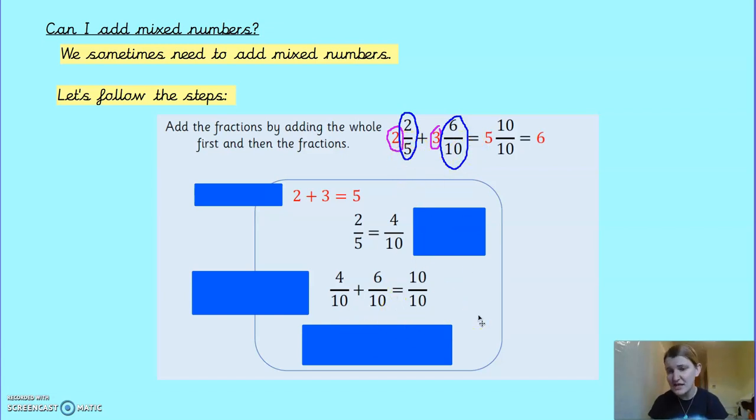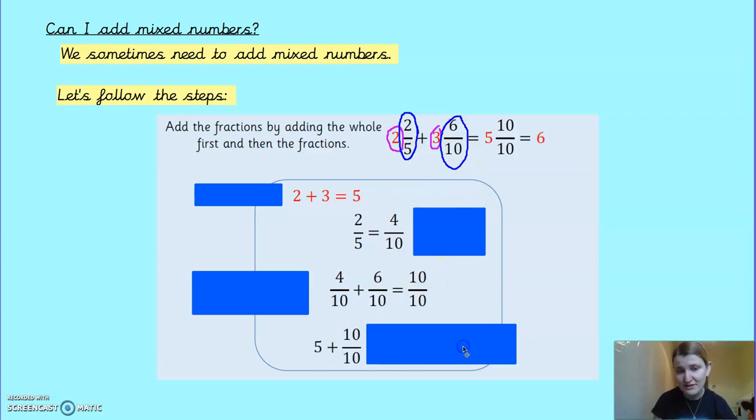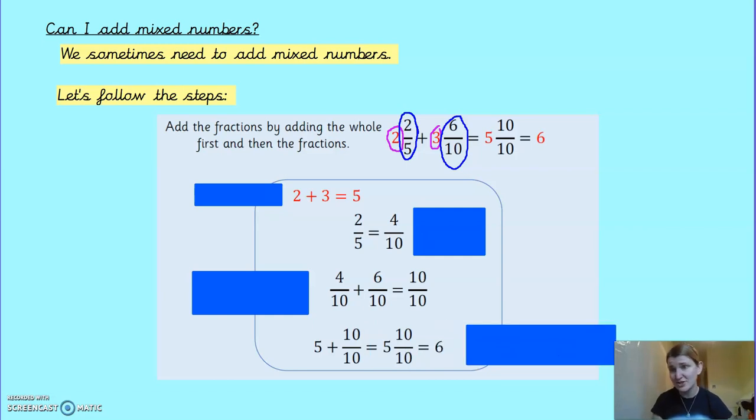And what is 10/10 equal to? Well, 10/10 is the same as a whole, isn't it? If the numerator and the denominator are the same number, it's just a whole. So I've got my 5 from adding my whole numbers. I've got my 10/10 from adding my fractions, which would be 5 and 10/10, or as we mentioned, 6, because 10/10 is the same as a whole.